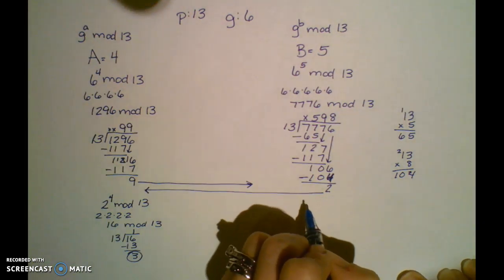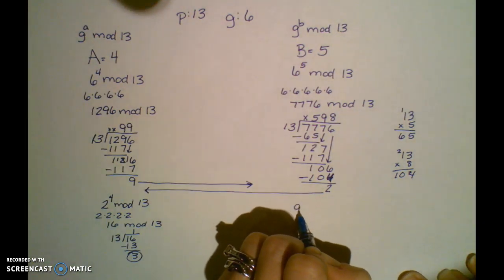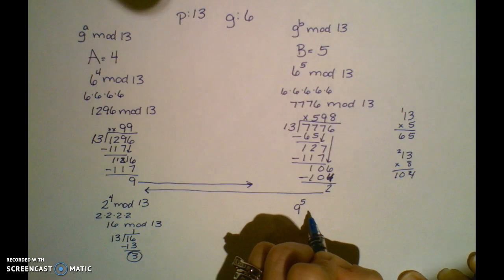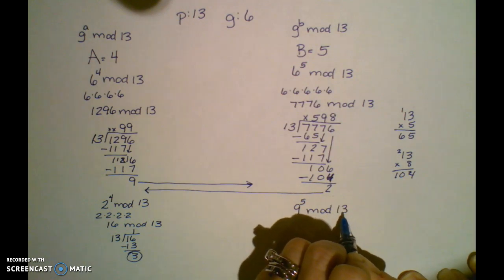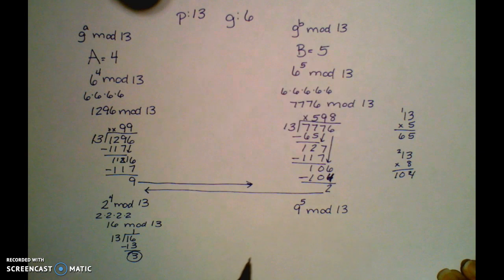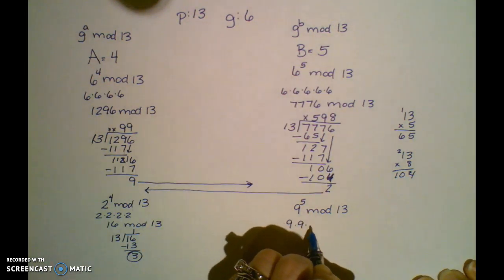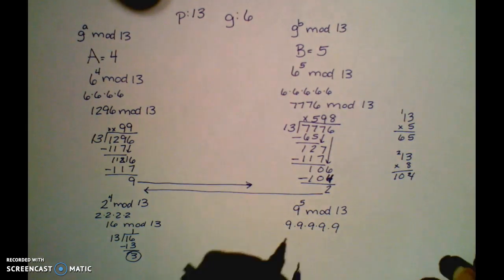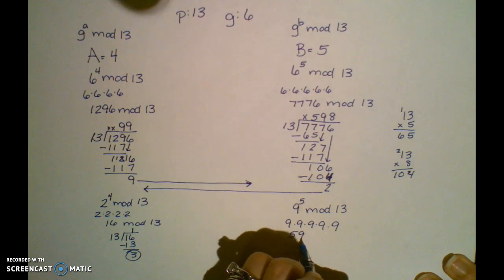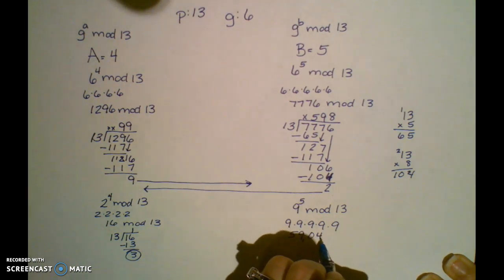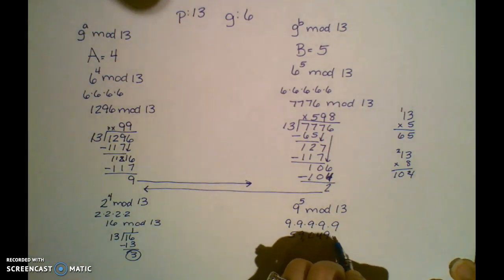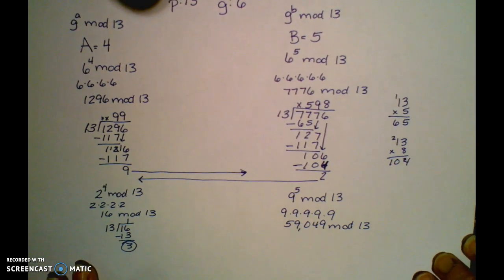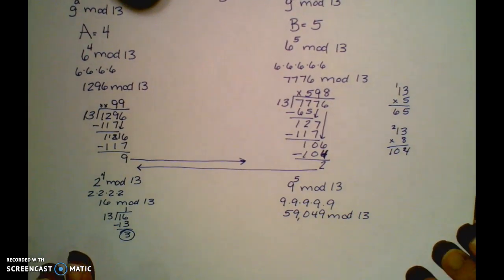So Bob is going to take Alice's 9 and raise that to 5, his secret number, mod 13. Okay, so basically we've got 9 times 9 times 9 times 9 times 9. It's going to be a big number. Here it is: 59,049. And Bob is going to take that number, mod 13.